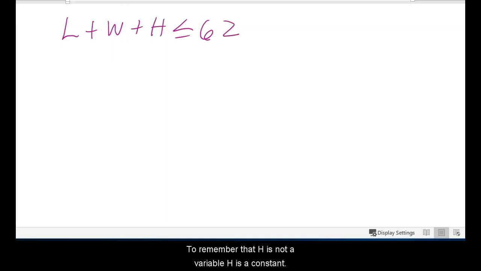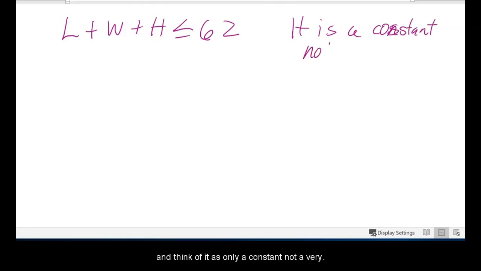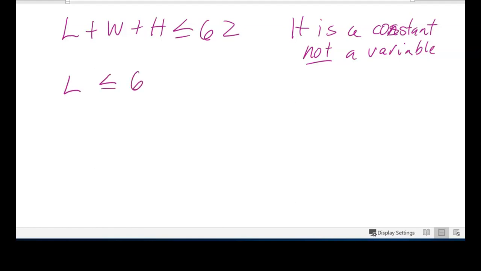Hang on. I was given originally that the three added together have to add up to be less than or equal to 62 inches. So I have length plus width plus height is less than or equal to 62. But remember that h is not a variable. H is a constant. That means that I can ignore it in all of these equations and think of it as only a constant, not a variable. So I'm going to solve this for L. That means I get L on one side by itself, and L has to be less than or equal to 62 minus W minus H.